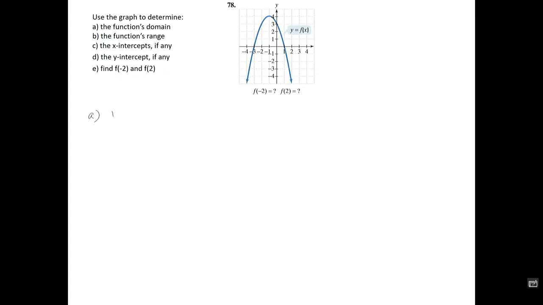We see that the domain is going to be the set of all real numbers. This is continuous there, so the domain is the set of all real numbers. You can use interval notation, or you could actually just write it out. You can give me a verbal description, or in set builder, the set of all x such that x is a real number.